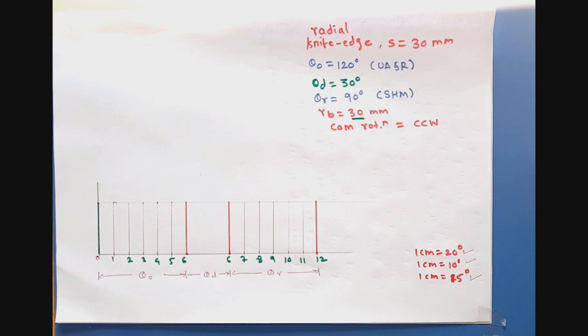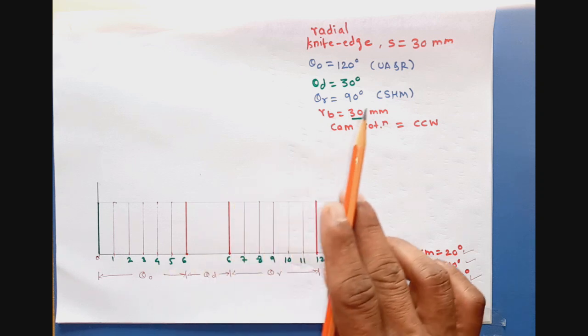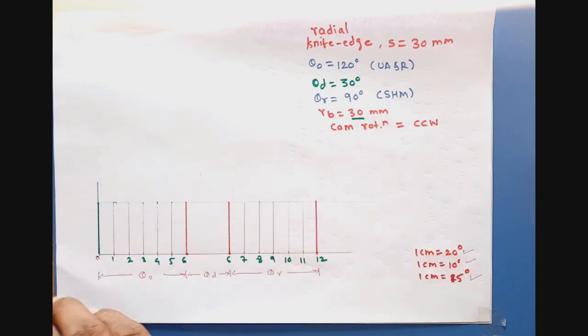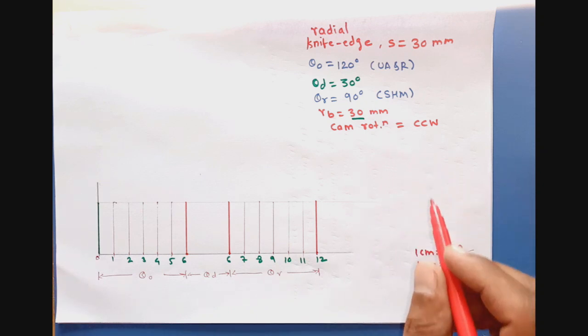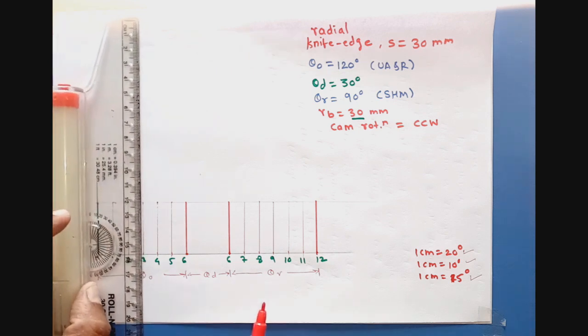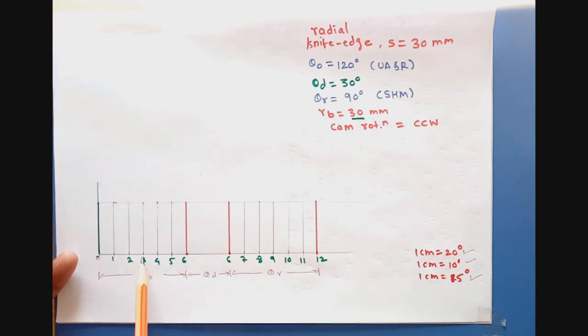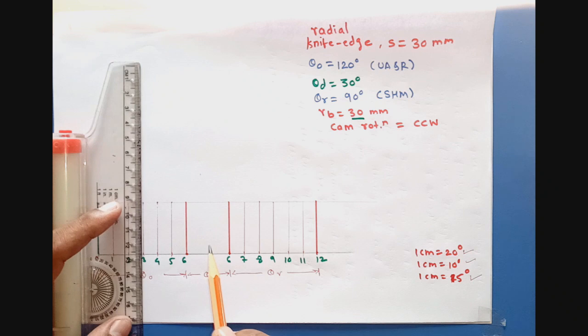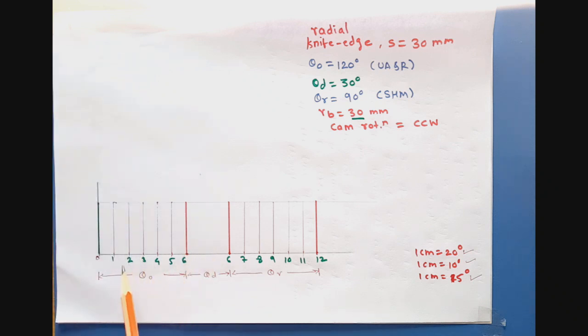Now during outstroke, the motion is uniform acceleration and retardation, and the follower is rising. So we'll assume that during first half of the stroke there is acceleration, and during second half of the stroke there is retardation. Okay. So let us divide the center line of the stroke, line number 3, because we assume that during half of the stroke there is acceleration, and during next half of the outstroke there is retardation. So I choose the midline, that is line number 3, and divide it into same number of parts as that of the outstroke. I have divided the outstroke into 6 equal parts, so I will divide line number 3 into 6 equal parts.